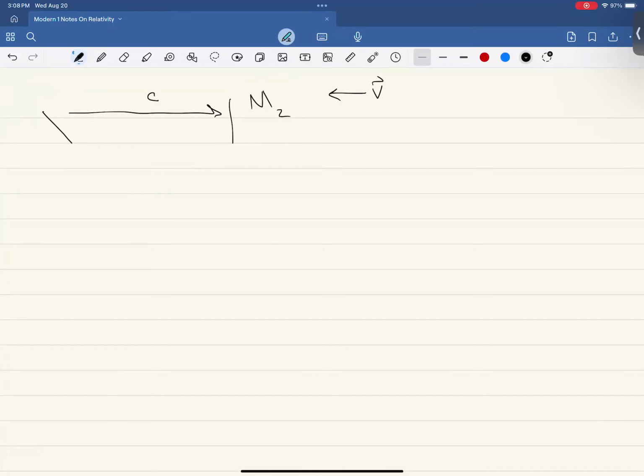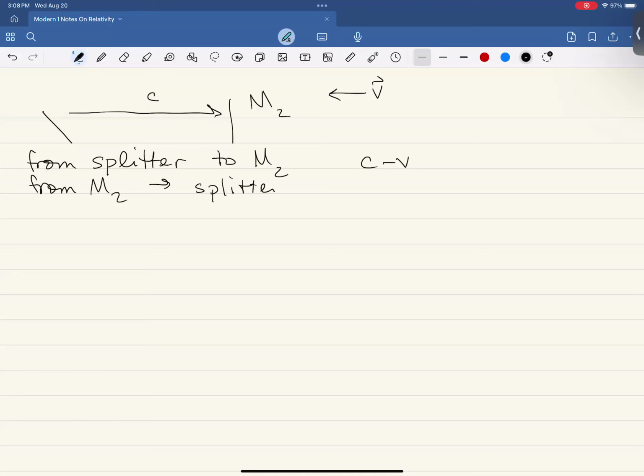But the measured speed of the light would be reduced by the ether drag as it goes from the splitter to M2, okay? So from splitter to M2, the speed would be c minus v, because the vectors c and v point in opposite directions, and that would mean that the speed of light is slowed. Now, from M2 back to the splitter, we have c plus v, okay?